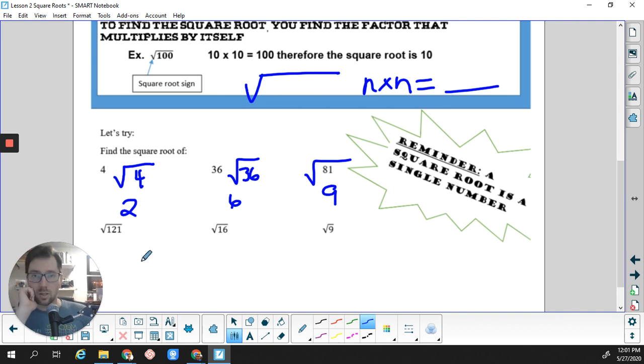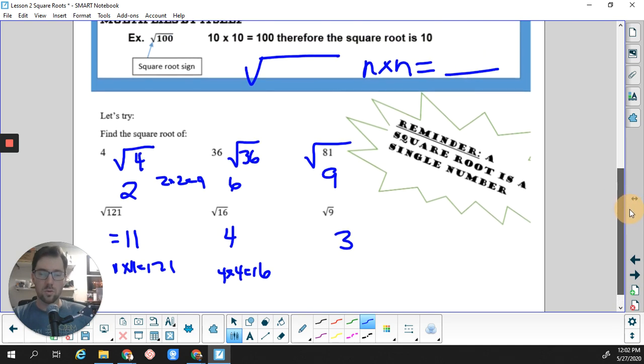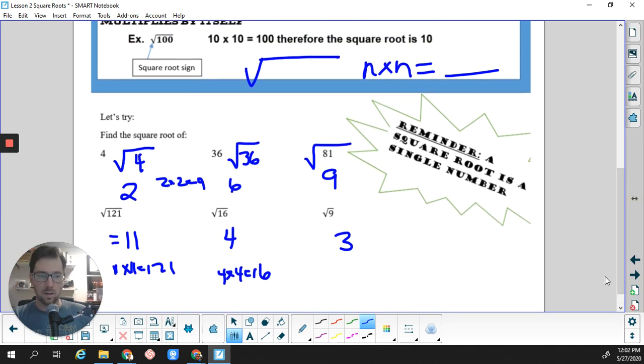Okay, 121. What is the square root of 121? If we think about that chart, I remember that 144 was 12 times 12, and that 100 was 10 times 10. 121 is 11 times 11. The square root of 16 is 4. 4 times 4 equals 16. You could double check it like this, I suppose. 11 times 11 equals 121. 2 times 2 equals 4. You could double check it like that. The square root of 9 is 3. Okay, so when we're looking for the square root of something, we're looking for what times what equals that.